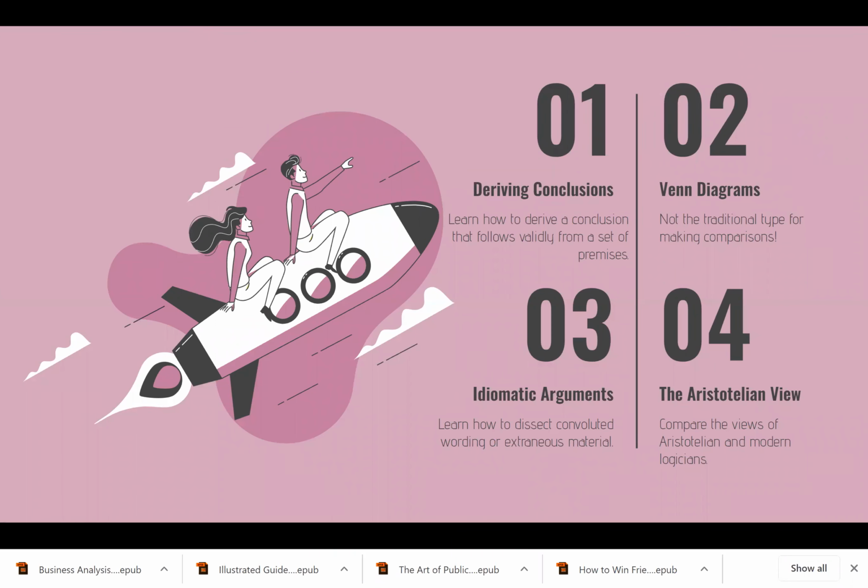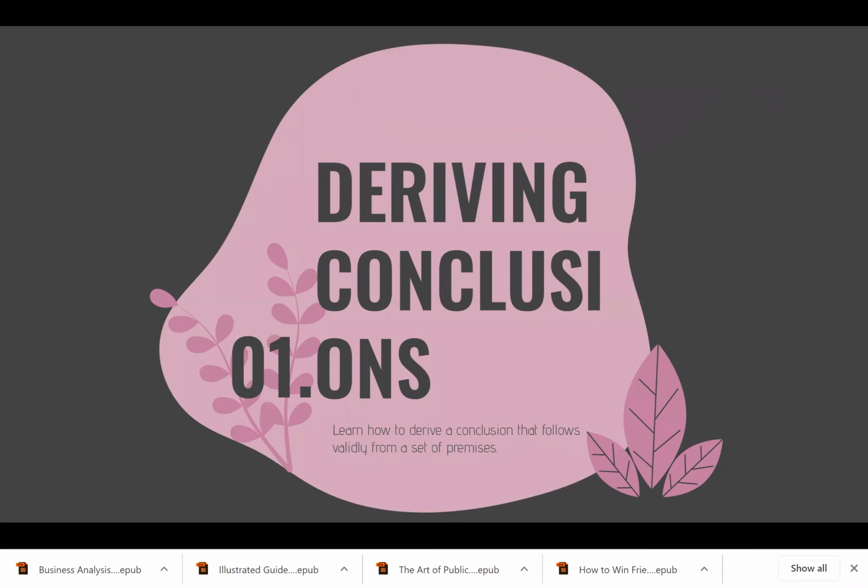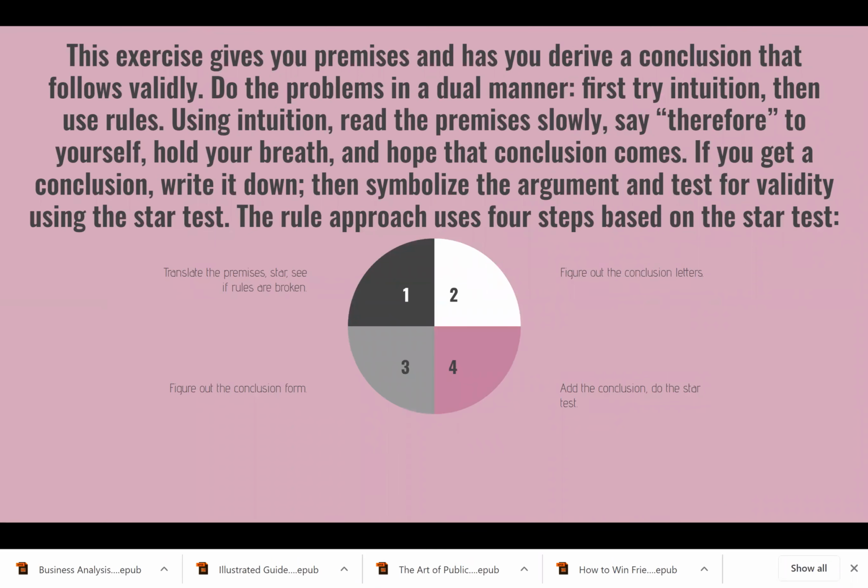So today's topics are deriving conclusions, Venn diagrams, idiomatic arguments, and the Aristotelian view. Deriving conclusions. This exercise gives you premises and has you derive a conclusion that follows validly.